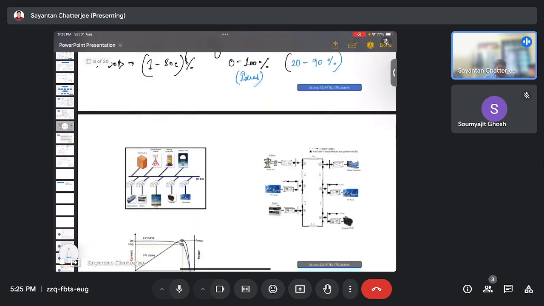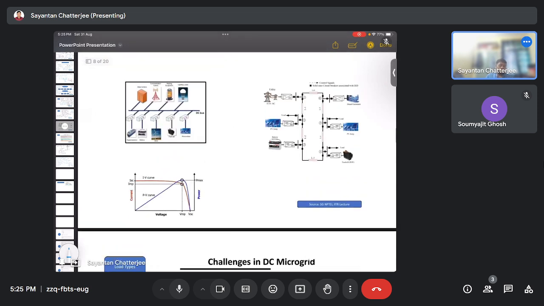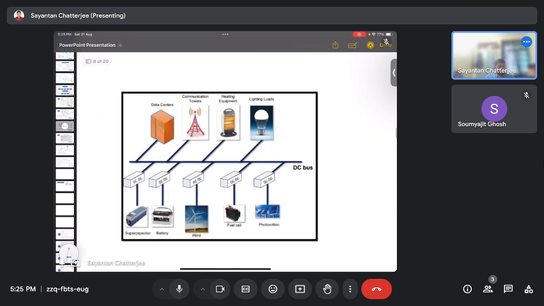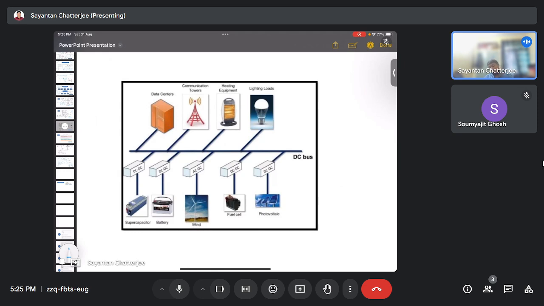Okay, so why are we transforming towards the microgrids, DC microgrids? That we can discuss a bit. Here we can observe that these are the data centers. This is a DC bus. All throughout we have been discussing the AC section, but from the microgrid point of view, we can observe that we have a huge number of loads that operate in DC, right?